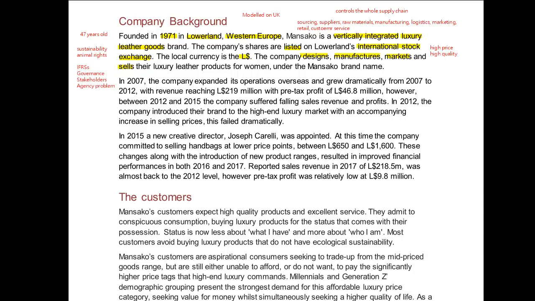So there are four key areas that they have to be efficient in and good at to be a successful business. And one wonders whether that was something that happened over time, whether they started simply as a designer or just as a manufacturer, or whether that was a plan from the very beginning. Okay. They manufacture, market and sell their luxury leather products. We've already discussed luxury leather products for women.